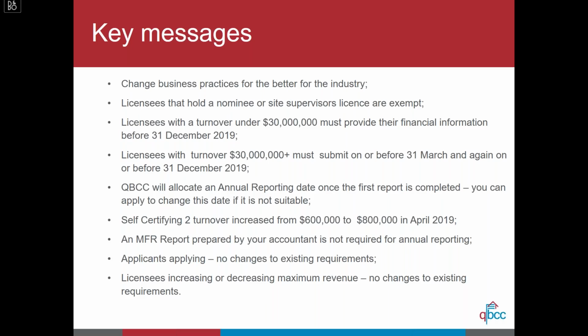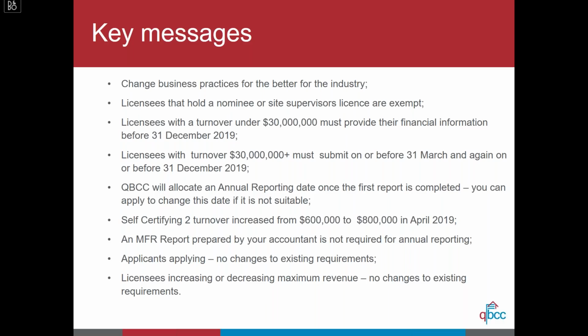So what happens if someone provides false and misleading information on purpose? Well, essentially, it's an offence to provide false and misleading information, and you're criminally liable for your actions, and the QBCC can take action. If you are a nominee or a site supervisor or occupational licensee, you don't have to provide financial information for your own license. As I mentioned before, you can nominate someone to act on your behalf to go into the online portal and submit information.